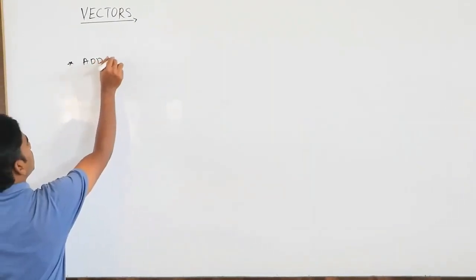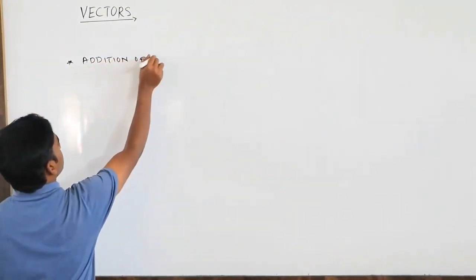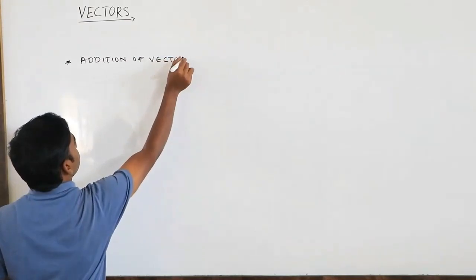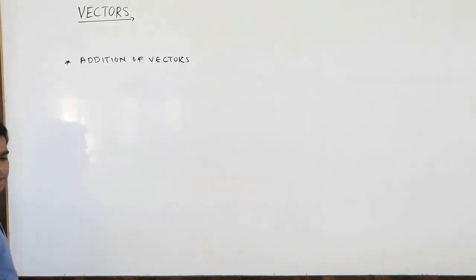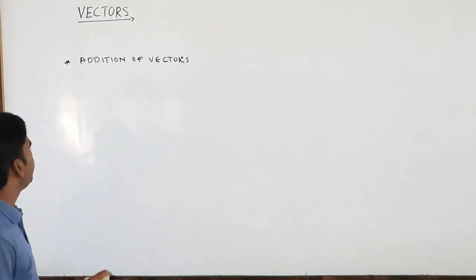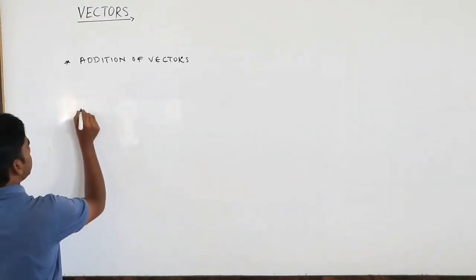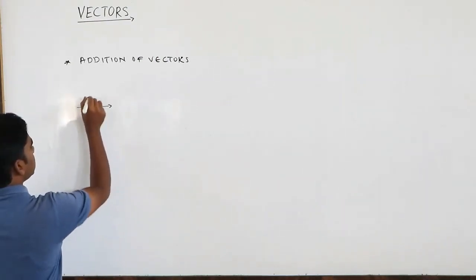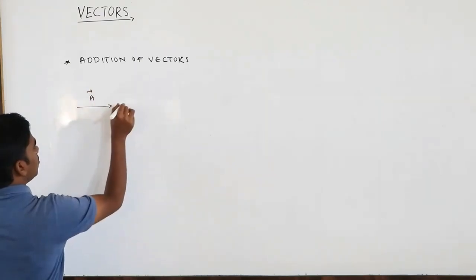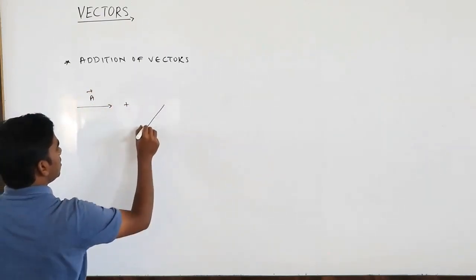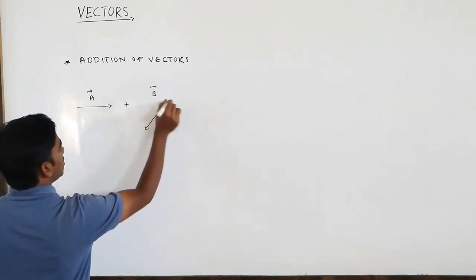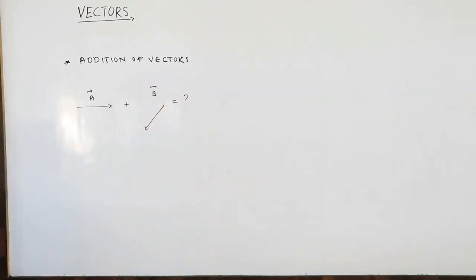Okay, so addition of vectors. In addition of vectors, we have the triangle law of addition. What does the triangle law of addition suggest? Suppose this is one vector, say vector A, and you want to add this vector with some vector B. So what is the addition? What is the first step?